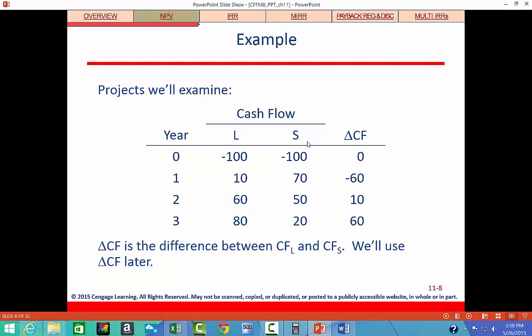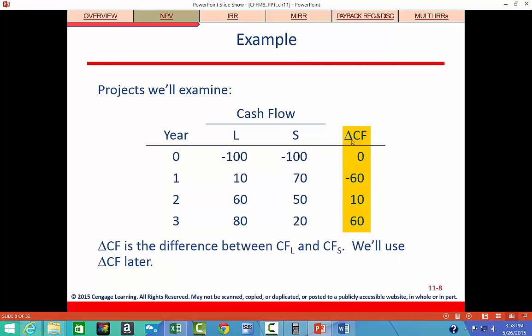And then Project S stands for short because it takes a short amount of time to get the larger cash flows back. And we're going to see that because we have these two types of cash flow streams, long and short, they're going to cause some differences among the different methods that we use to evaluate them in terms of the accept or reject decision.